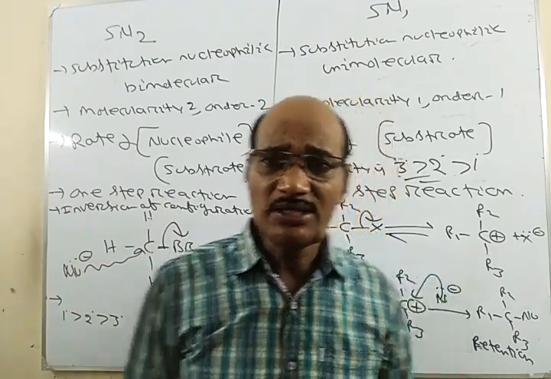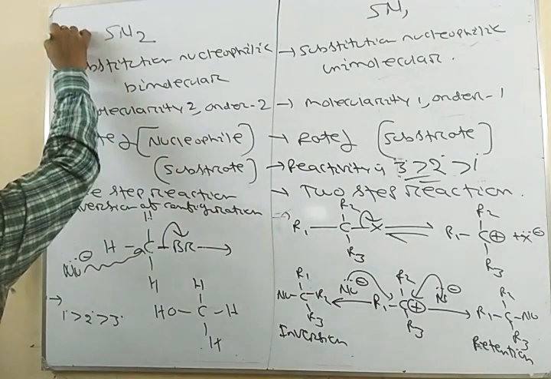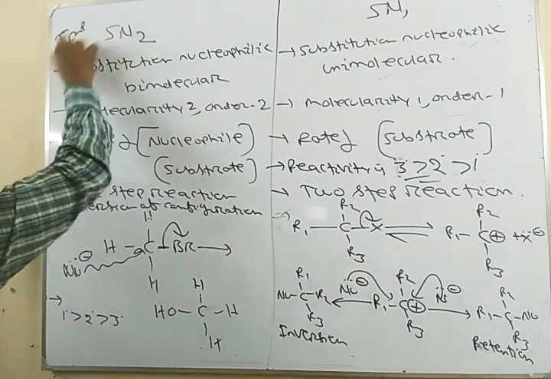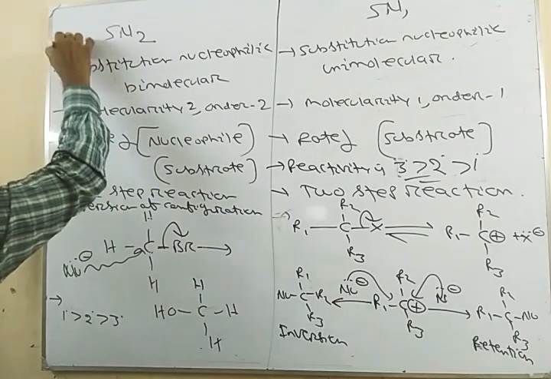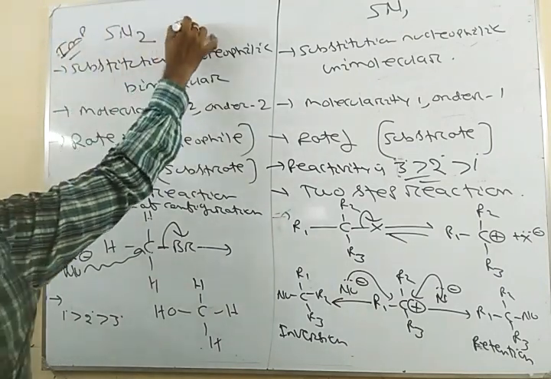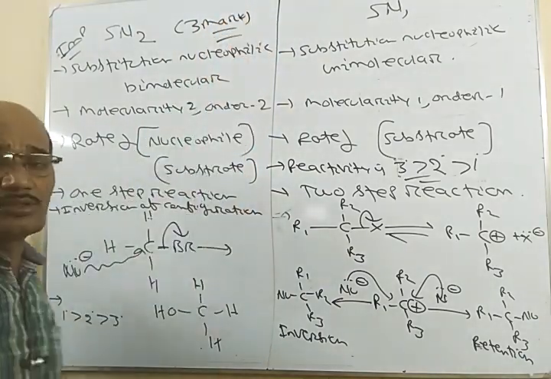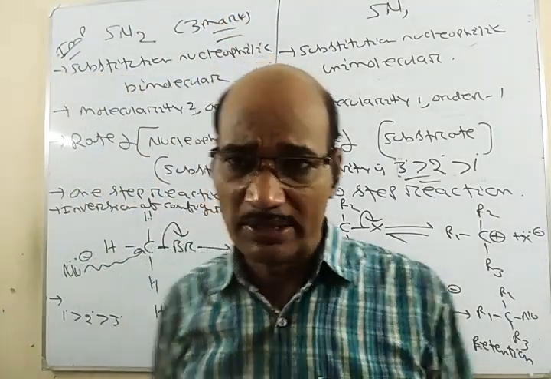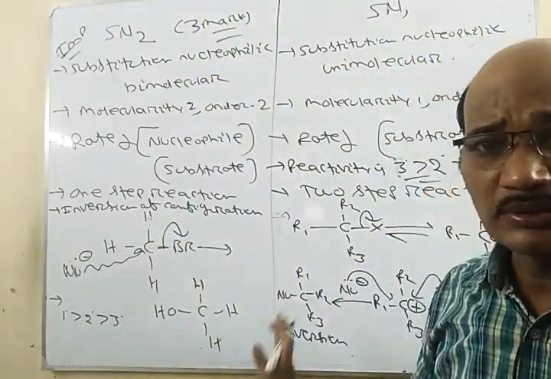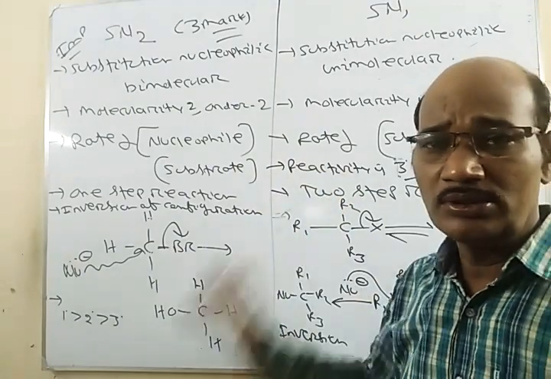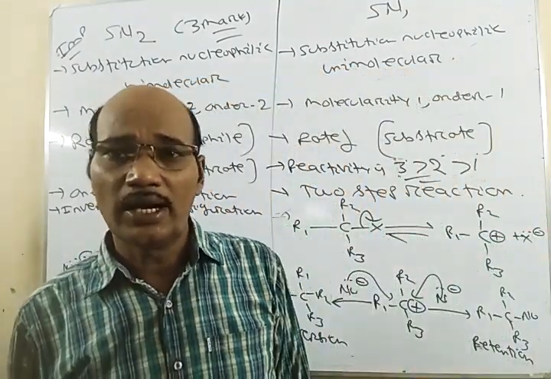So this is a short note question, 3 marks. Important. Write short notes on SN1 and SN2 reaction mechanism. You just write the differences between SN1 and SN2. Okay, now next we come to the halo elements.